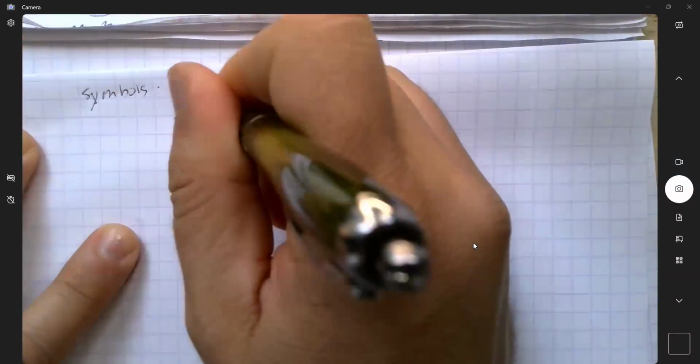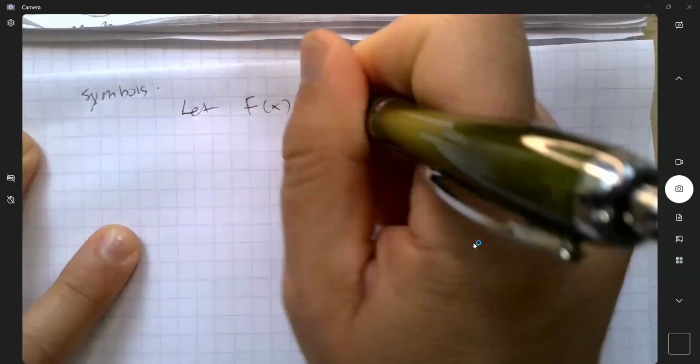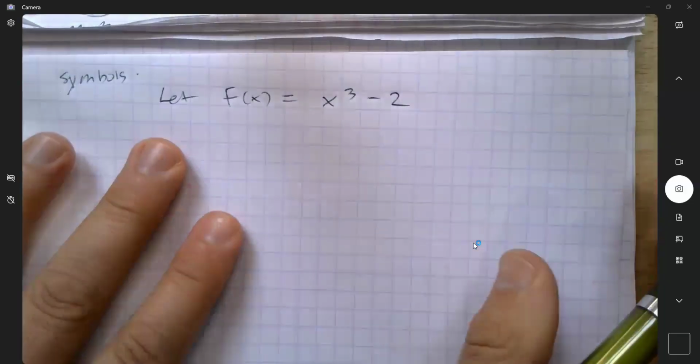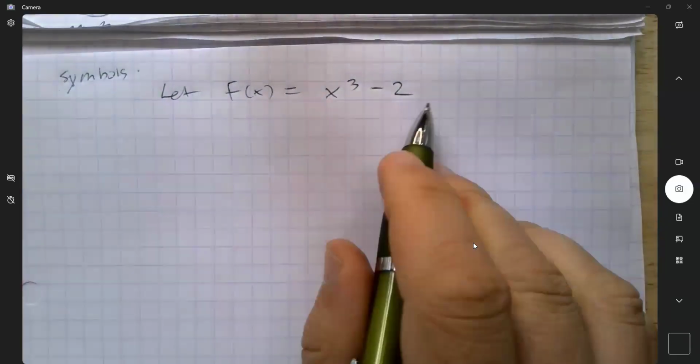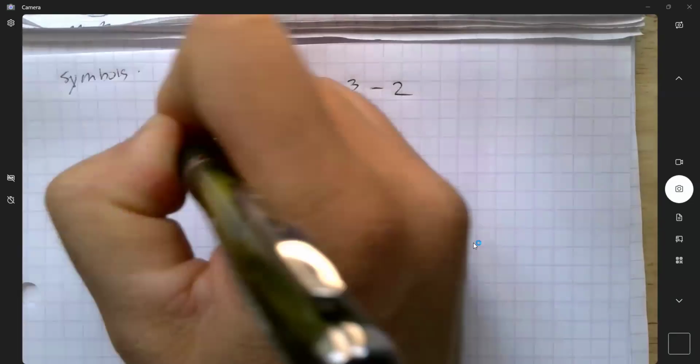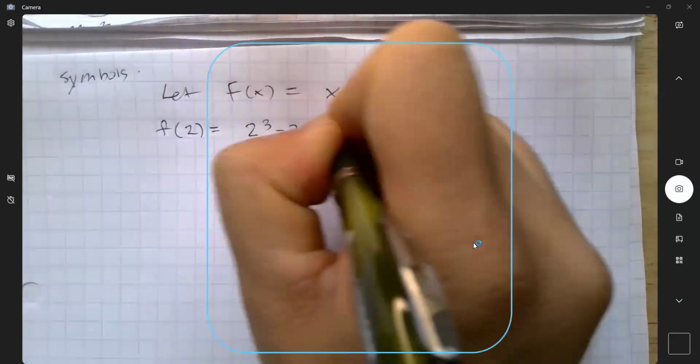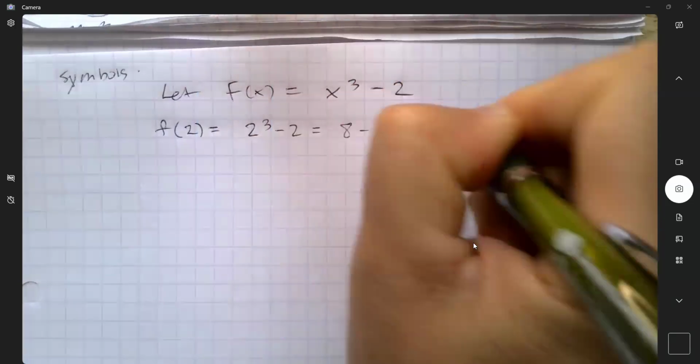Let f of x be x cubed minus 2. So I can use that to evaluate, like, f of 2, which is 2 cubed minus 2, which is 8 minus 2, which is 6.